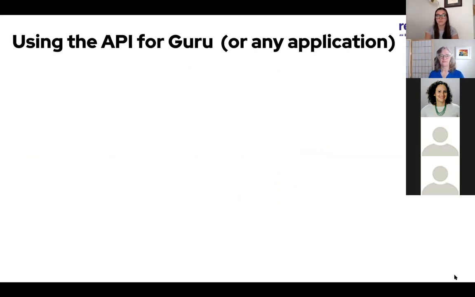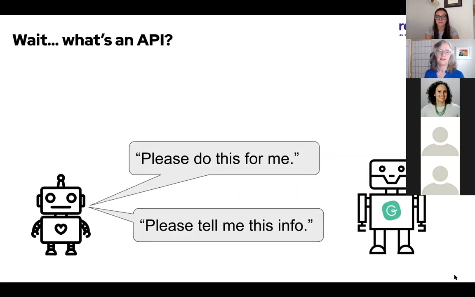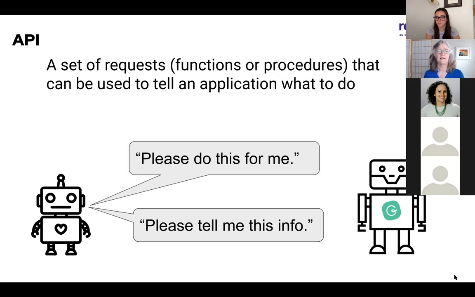Now, a brief timeout. If API threw you, and that's okay, here's what an API is. It's one program or script saying, hey, please do this for me, or please tell me this information. And it's asking Guru on the right or some other application. And the word API means a set of those requests that you can use, plus all the overheady things that make it work. So when I say API, just imagine a program asking Guru to do something.